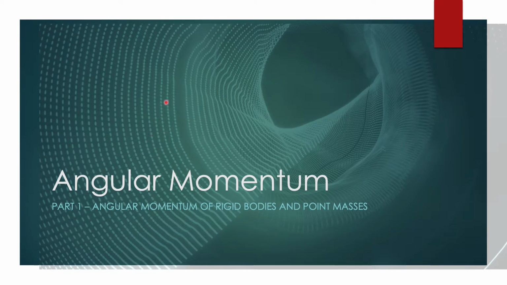Hey everyone, so we are going to look at angular momentum. We're going to split this up into three parts. First, we're going to look at just angular momentum of rigid bodies and point masses. Then we will look at the equivalent of impulse for angular stuff, as well as conservation of angular momentum. All right, so let's get into it.